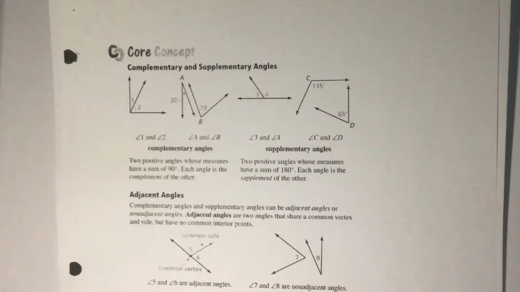All right, so now let's talk about complementary and supplementary angles, okay? Now we got the definitions here. This is from the book. Complementary angles are basically two positive angles whose measurements have a sum of 90 degrees. Each angle is the complement of the other. So basically they're saying that you got two angles, and those two angles add up to 90 degrees, right?